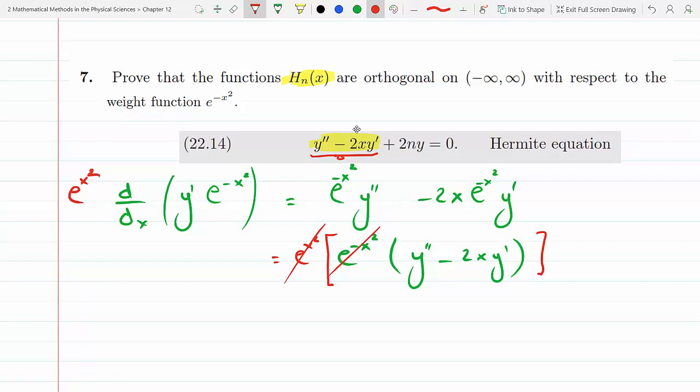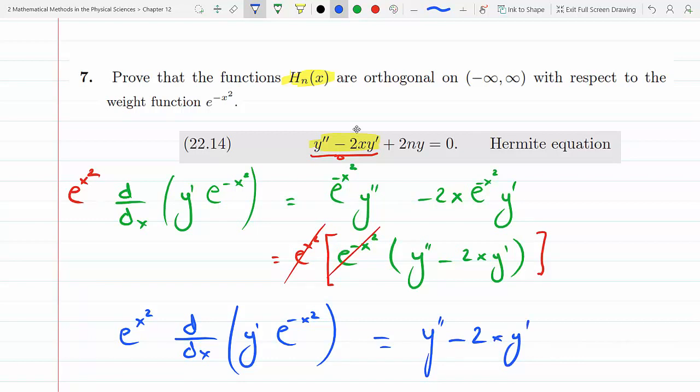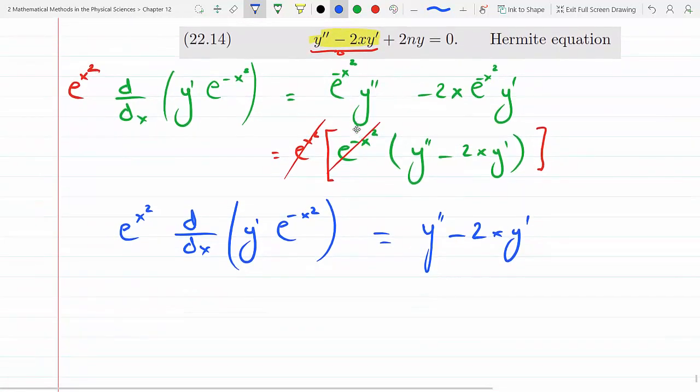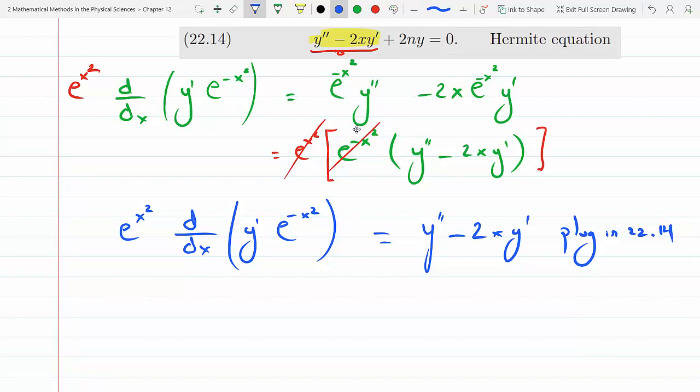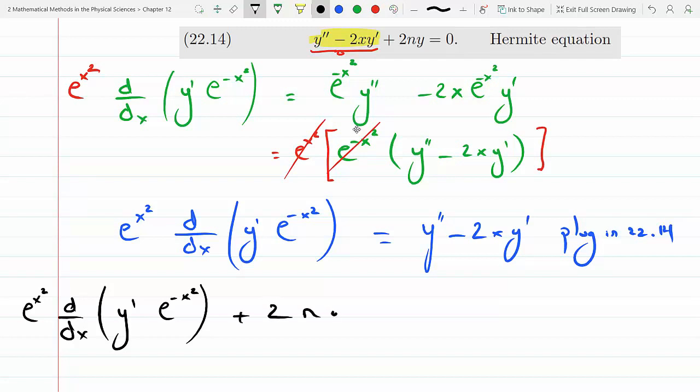In other words, what I've proved now is that e to the x squared times d over dx of y prime e to the minus x squared, after I apply the product rule and cancel the effect of e to the minus x squared by e to the x squared, gives y double prime minus 2xy prime. As a result, I will replace y double prime minus 2xy prime with the left hand side of this blue equation in my original Hermite equation. Plugging this into 2214, I get e to the x squared, d over dx of y prime e to the minus x squared, plus 2ny equals 0.